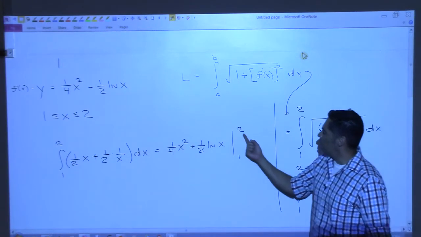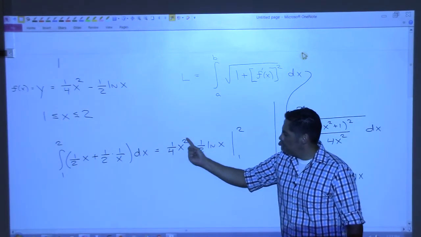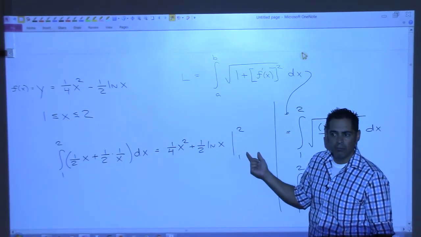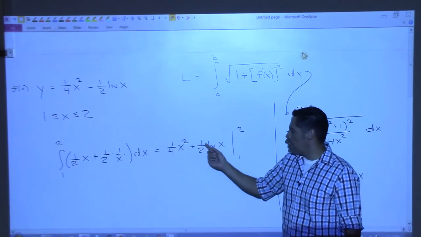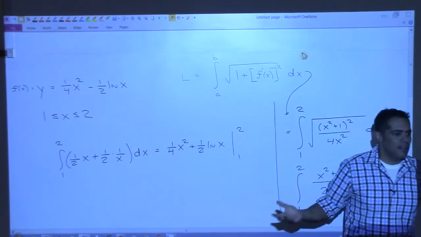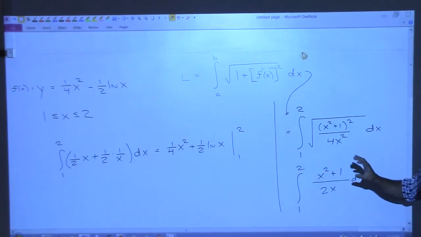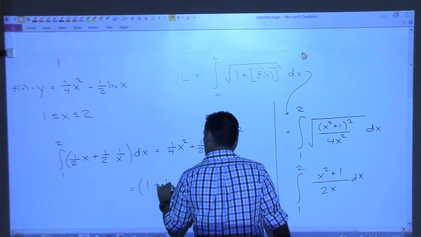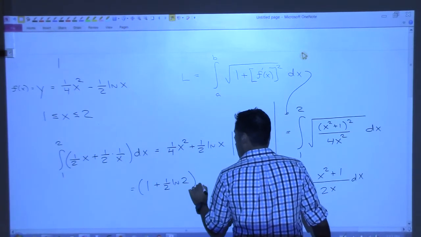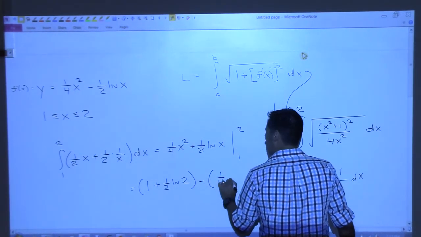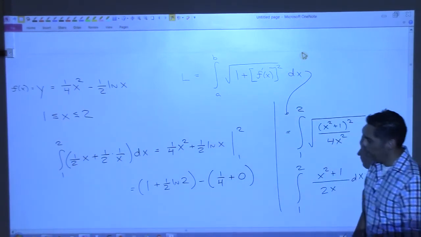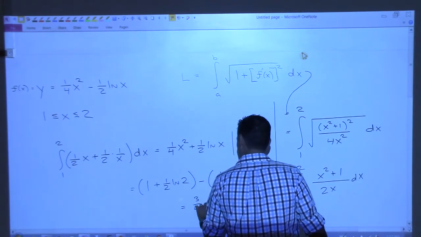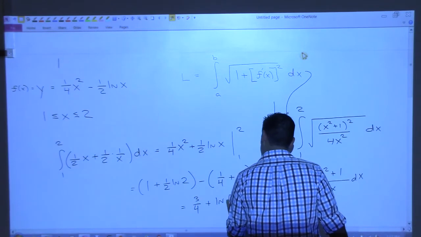So if we plug 2 in here, what happens? We get 4, that's a 1, right? So you get 1, and then we get plus half of natural log of 2. And if I plug in 1, I get 1/4, and natural log of 1 is 0. So we're going to have nice things happen here, right? Nice numbers, and we're just going to get an answer. We'll be done. I'll put it here. So 1 plus 1/2 natural log of 2. That's what we get when we plug in 2, minus 1/4 plus 0, because natural log of 1 is 0. So I think my final result here is 3/4 plus natural log of the square root of 2.